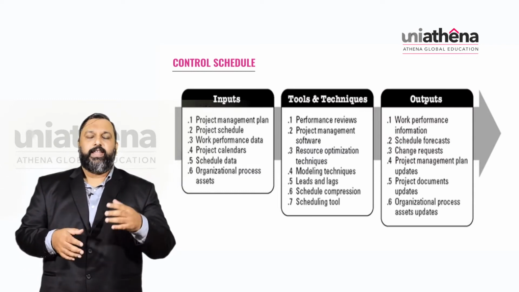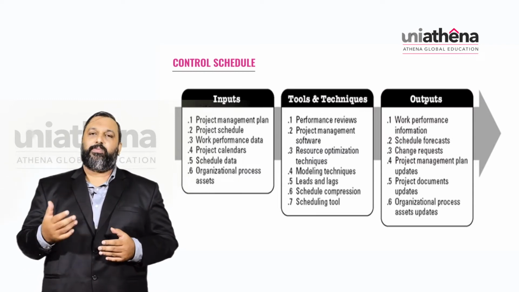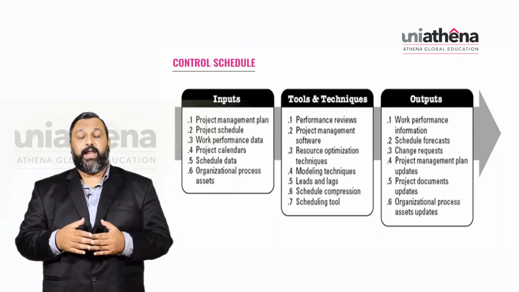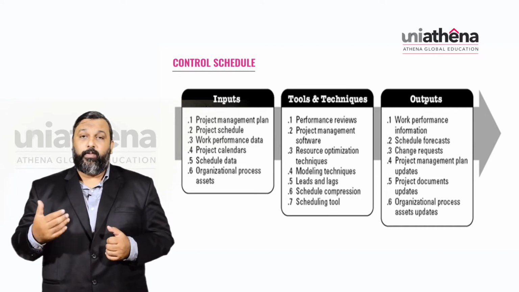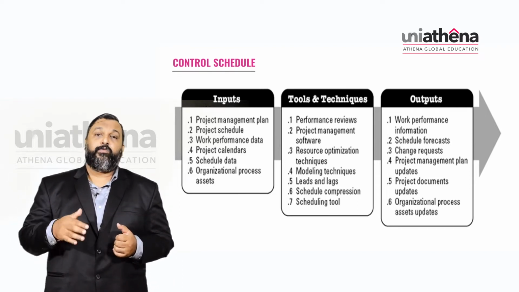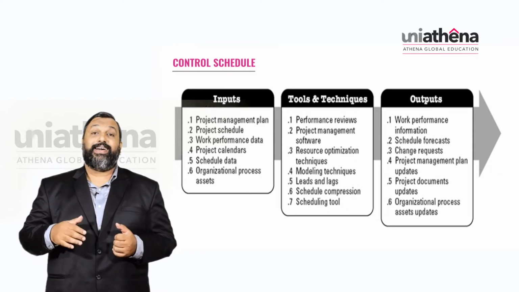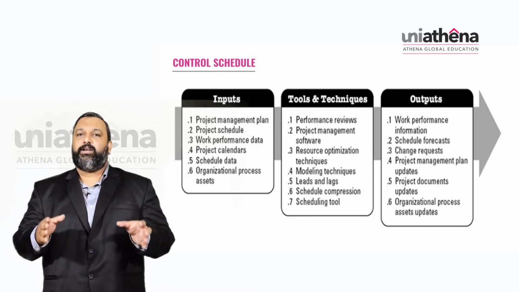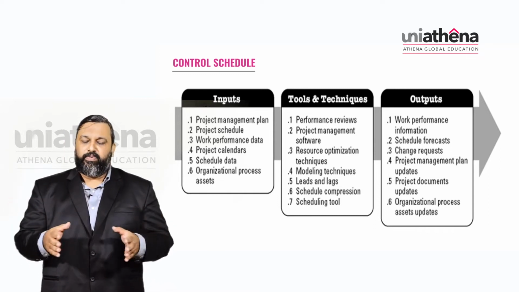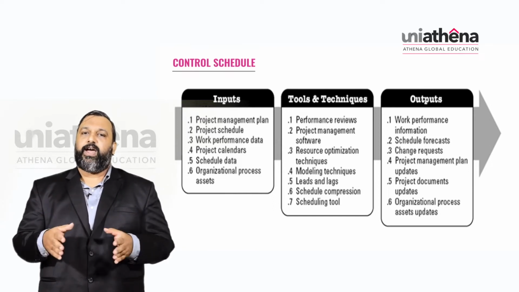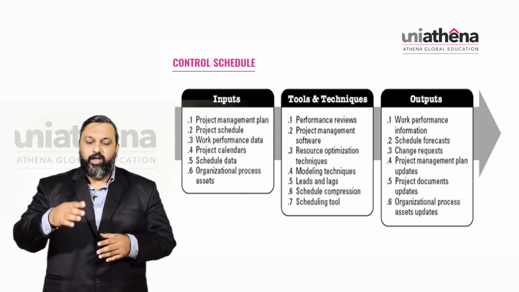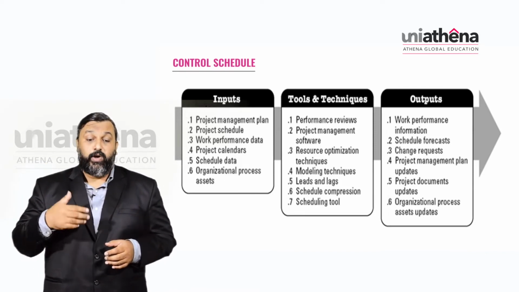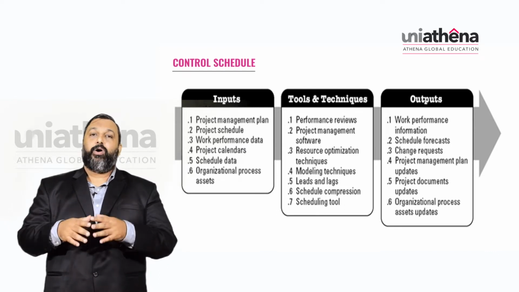In the schedule process, again the inputs are going to be the project management plan, as in the earlier case too. We have the project schedule as a second input. The project schedule document will be there, and then we have work performance data, and then you have project calendars. Since we are measuring schedule here, any document pertaining to the project date and time required for a specific task is required. So you have the work performance data, project calendars, scheduling data, and then you have the organizational process assets data.